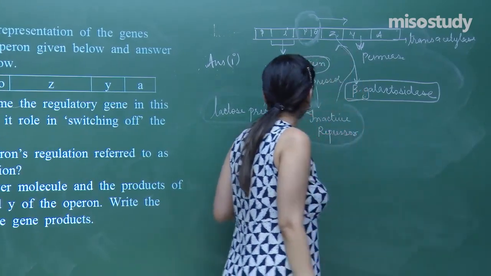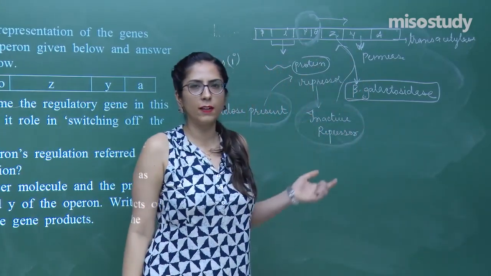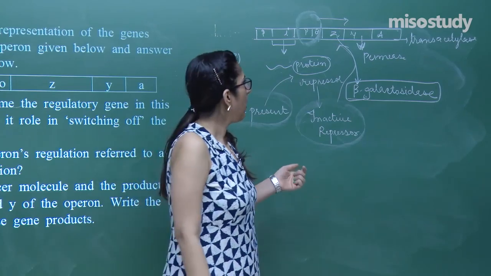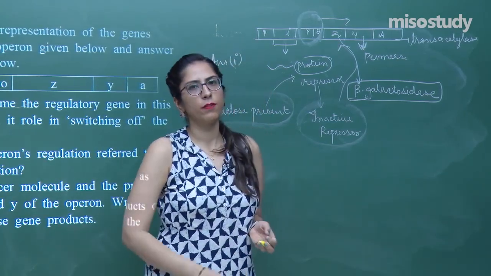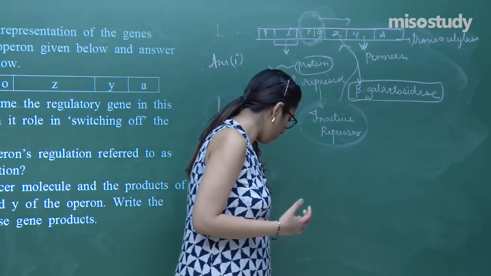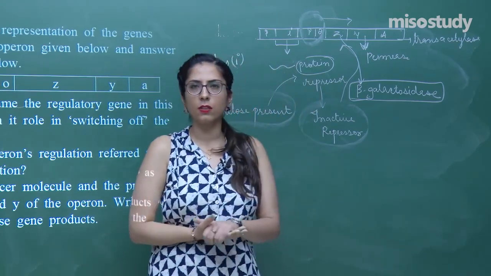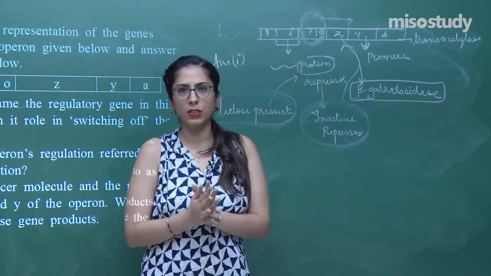Beta-galactosidase helps in breaking down lactose into glucose and galactose. Permease allows the permeability of the cell towards lactose, so that the cell can utilize the lactose which is present in the medium.